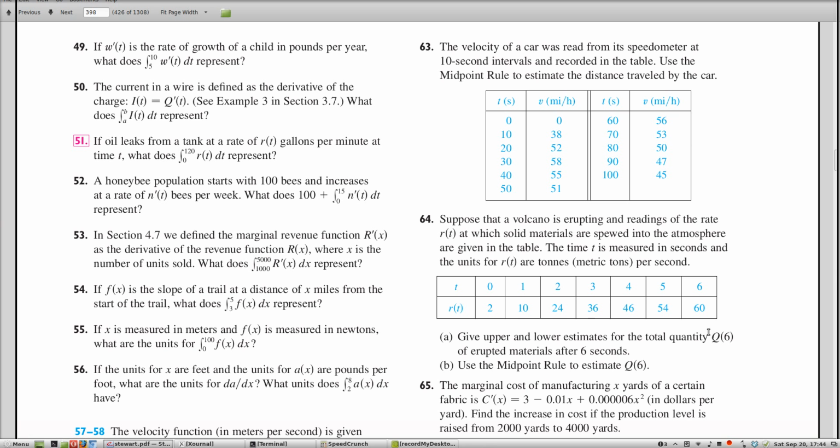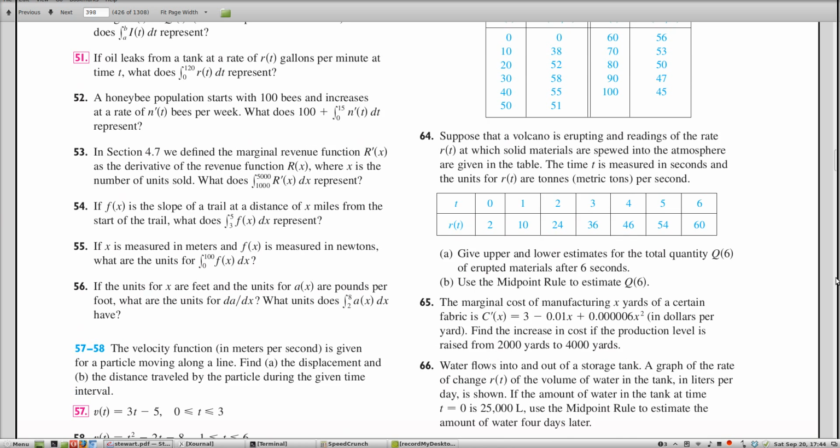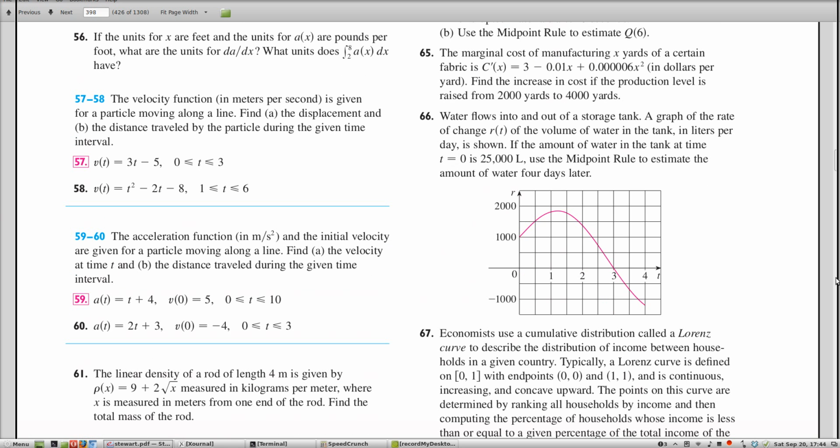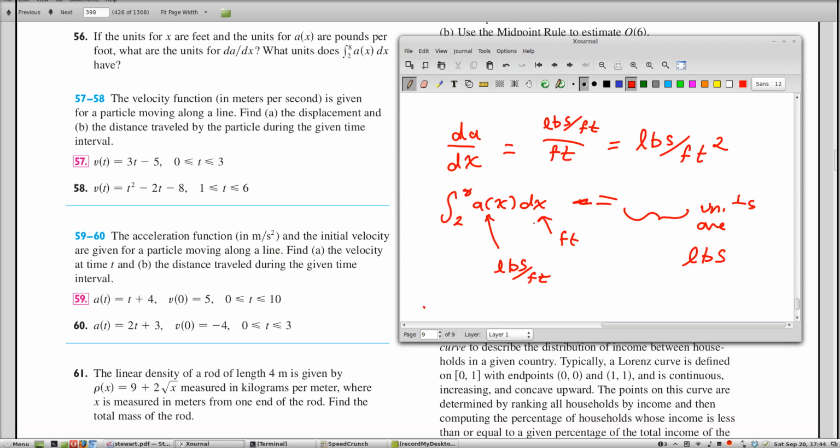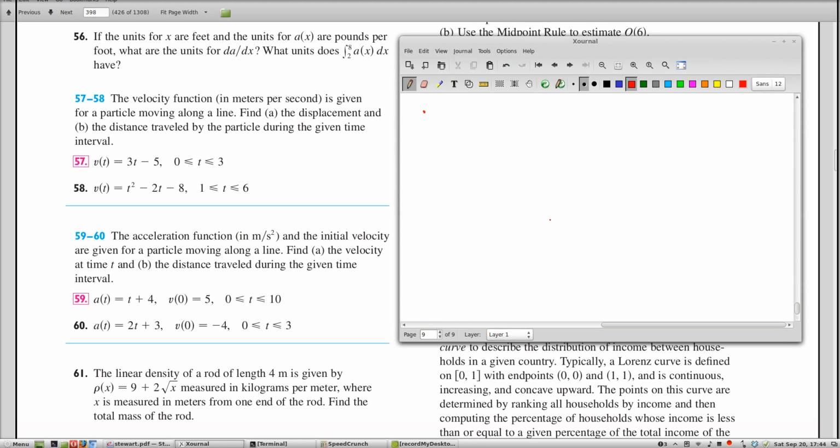So what else have they got here? Oh, velocity, acceleration, and so on. Number 57: the velocity function in meters per second is given for a particle moving along a line. Find the displacement, and B, the distance traveled by the particle during the given interval. So this is an important distinction between displacement and distance traveled.